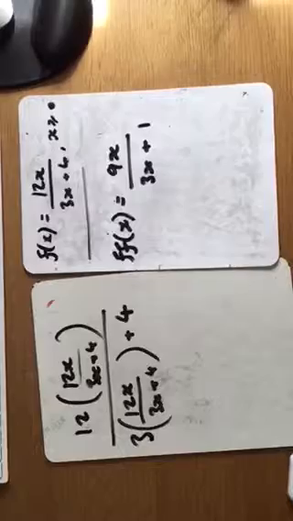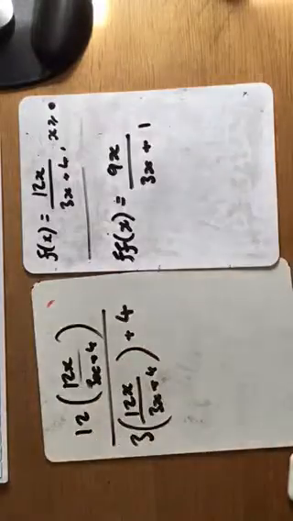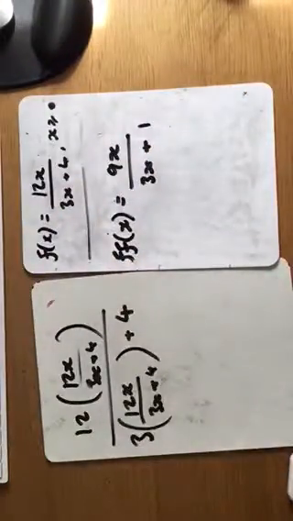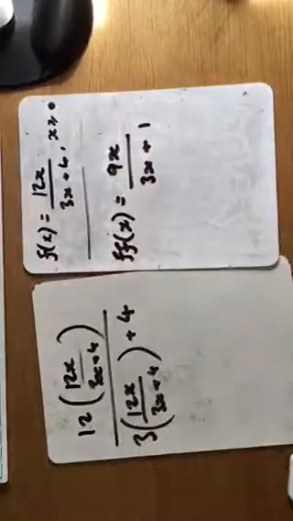Now this is really difficult to do anything with. I absolutely cannot split this into 12 lots of the bracket over 3 lots of the bracket plus 12 lots of the bracket over 4. You cannot split a denominator like that. That's quite a crucial error that some of us need to learn to avoid nice and quickly. So you cannot do that.